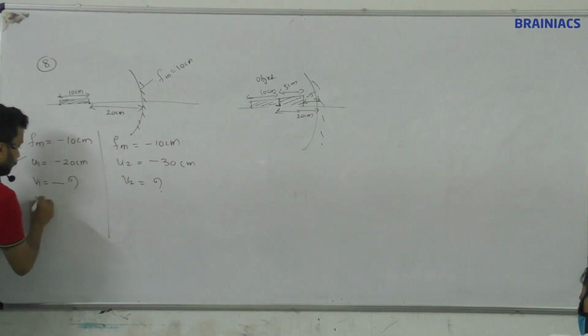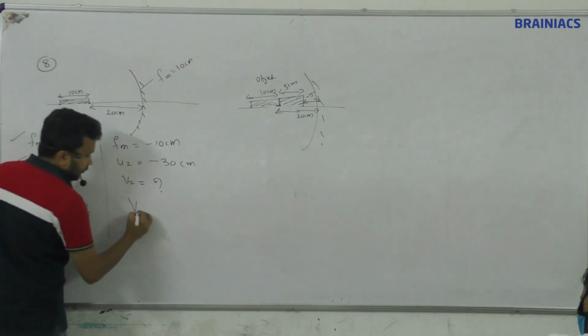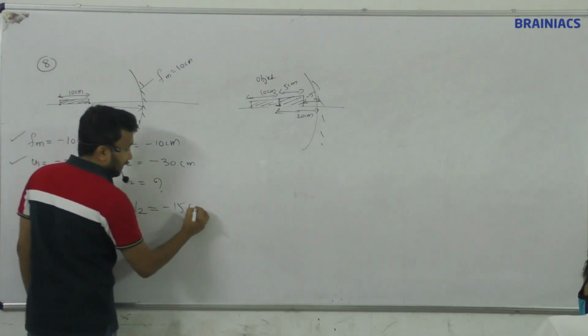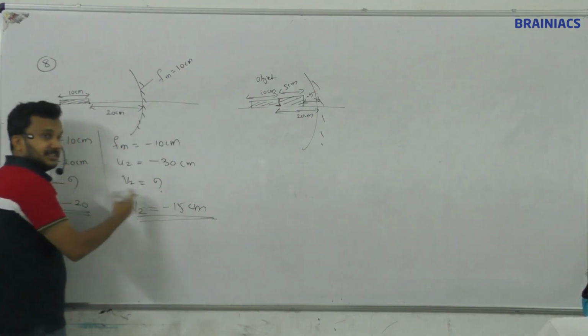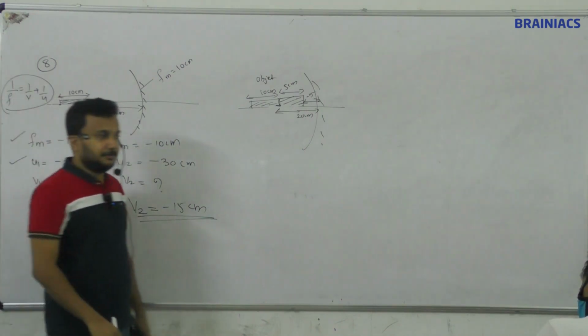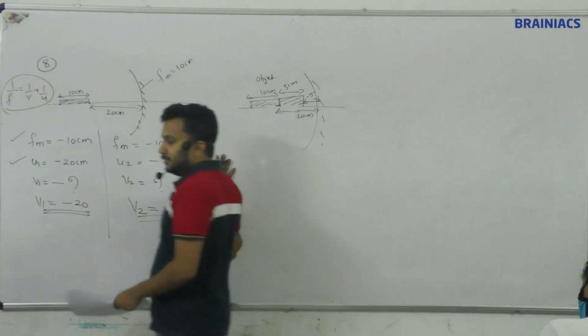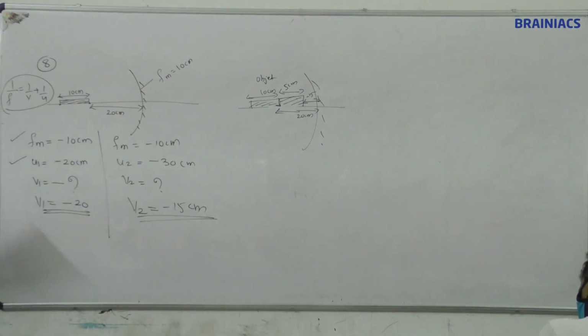You will get V1 equal to how much? 20 is equal to minus 15, you see. Then the difference is 20. Which formula are we applying here? 1 by f, the mirror formula. All of you got it? If not, please tell me, I can do it. Okay, then we'll go to the next one.